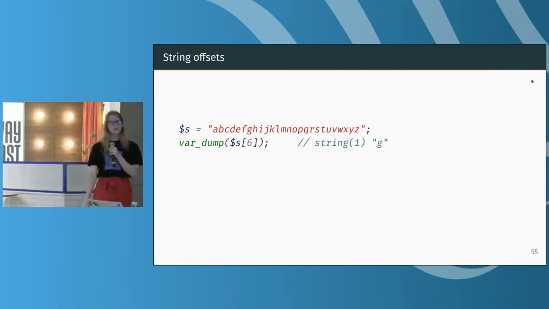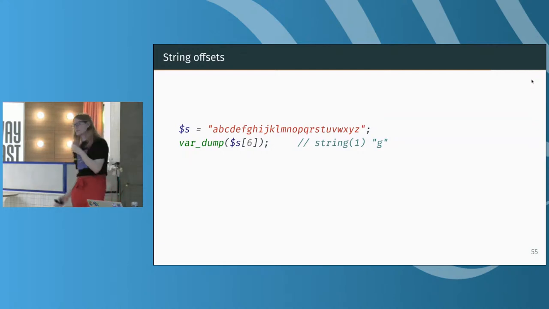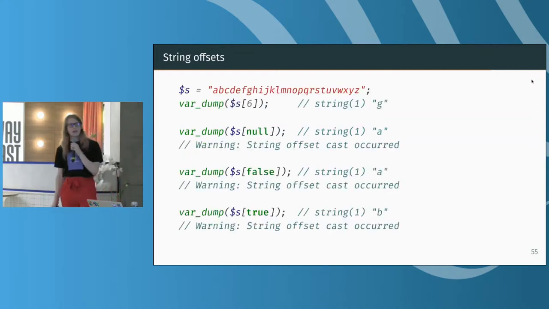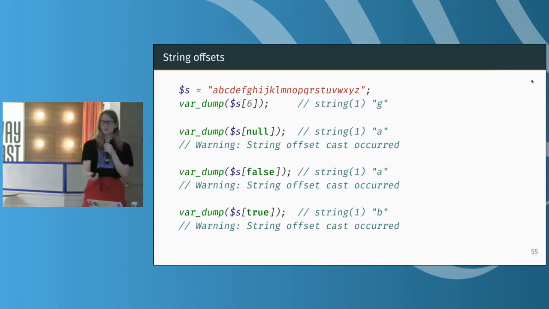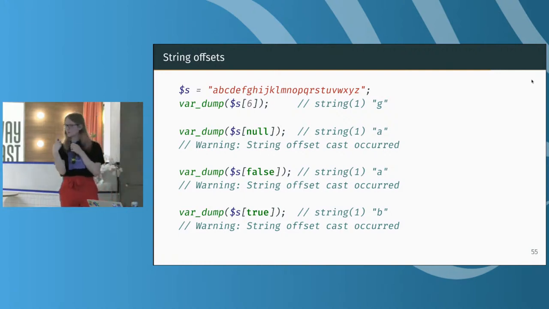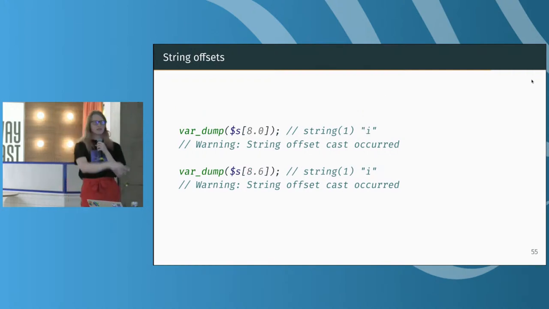String offsets: we just have a string, which is the alphabet. The 6th offset corresponds to the 7th letter, which is G. You can obviously dump it, null gets cast to 0, but it will tell you with a warning. The same with false, same with true. PHP is actually telling you that what you're doing is not great, so it's warning you all the time. Same thing with floating point numbers, regardless of whether it's an integer or not.